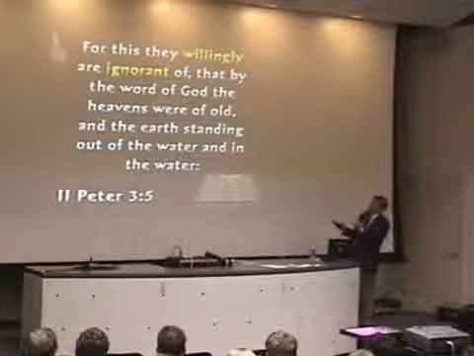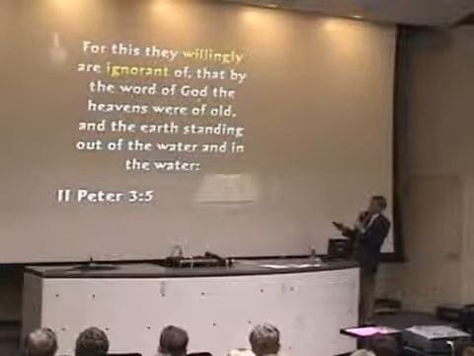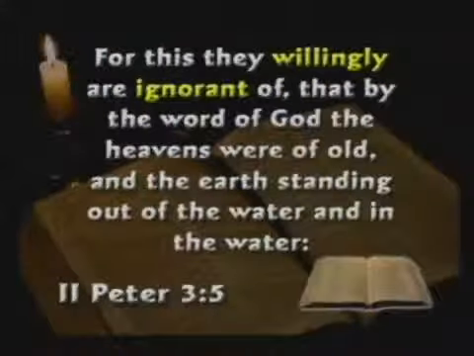In the Greek, that means done on purpose. They're willingly ignorant of two things. Number one, that by the word of God, the heavens were of old. They don't want to believe God created this place because then that means he owns it. That means there might be some rules, you know, like thou shalt not. They don't want those rules. They don't want anybody telling them what to do. They're ignorant of how God made the heavens and the earth.